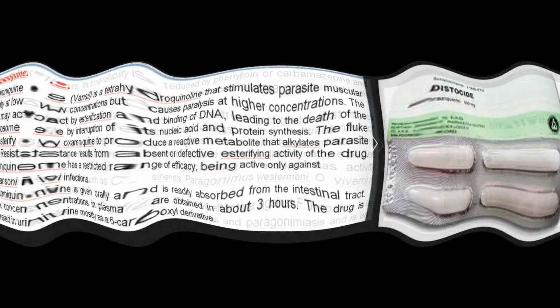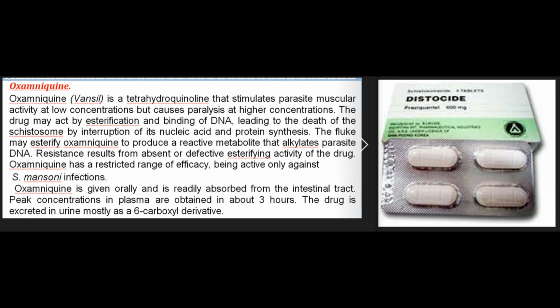Oxamniquine. Oxamniquine, Vansil, is a tetrahydroquinoline that stimulates parasite muscular activity at low concentrations but causes paralysis at higher concentrations. The drug may act by esterification and binding of DNA, leading to the death of the schistosome by interruption of its nucleic acid and protein synthesis. The fluke may esterify oxamniquine to produce a reactive metabolite that alkylates parasite DNA. Resistance results from absent or defective esterifying activity of the drug.